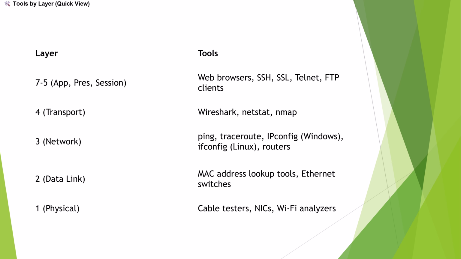The next layer is the network layer. It's all about ping, traceroute, ipconfig, and routers. These are the tools used in the network layer. The data link layer is all about MAC address lookup tools and Ethernet switches. These are the tools which are used in the data link layer.